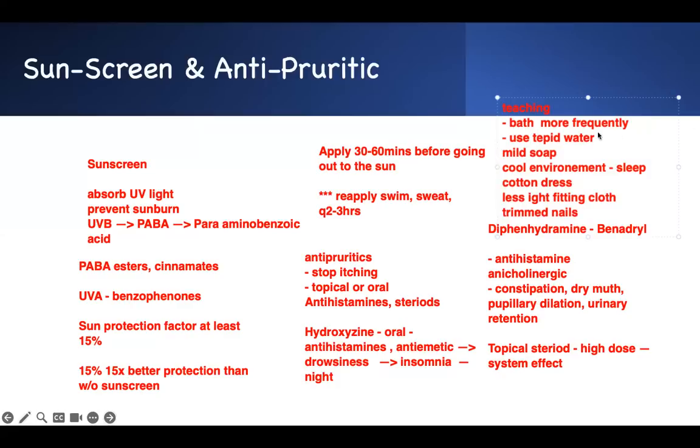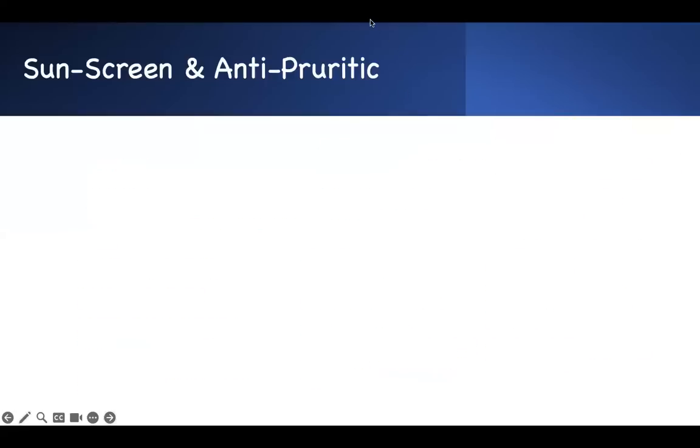But this is the teaching you give to somebody who, even if they have atopic dermatitis, it's the same thing you tell that patient. Somebody with atopic dermatitis, you can give the same teaching I've given you because of itchiness. So the same thing: bathing, mild soap, tepid water, cool environment, cotton dress, loose fitting clothes, trim your nails, and ensure that you don't scratch yourself. That's all. And so these are the two types, sunscreen and antipruritic medication. Easy, straightforward questions that you can get from that.